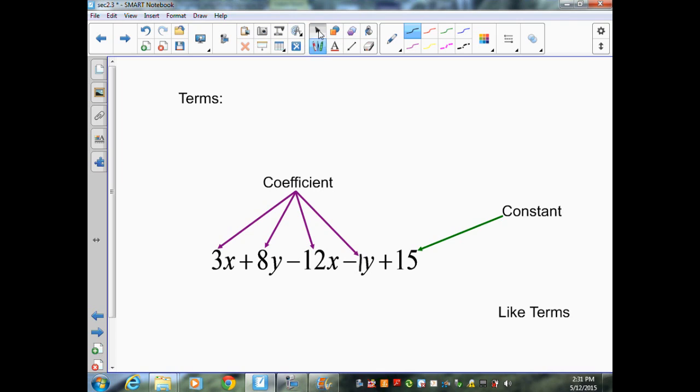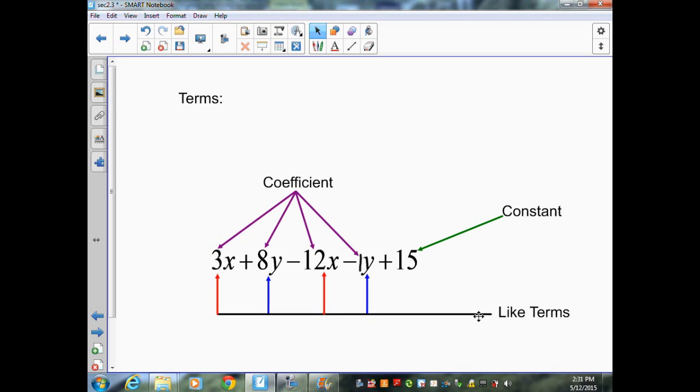And what are my like terms? Terms that have the same exact variables and identical exponents. So as you can see, my x and x terms are like terms. My y and y terms are my like terms. And notice their exponents are the same. Here my exponent on the x is 1. It's not shown. And here it's 1, and it's not shown. On the y, similarly, they have exponents of 1, but they're not shown.